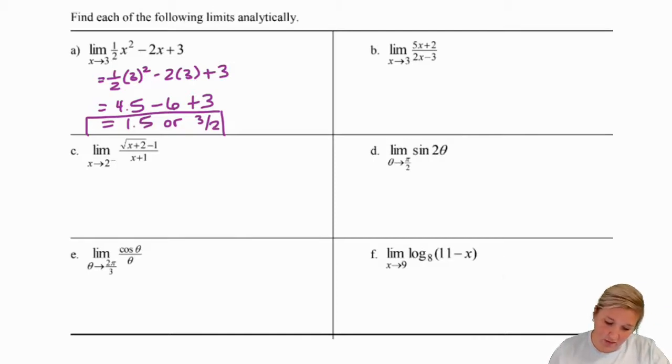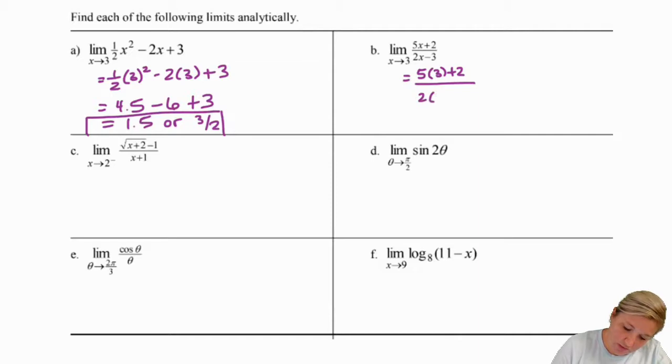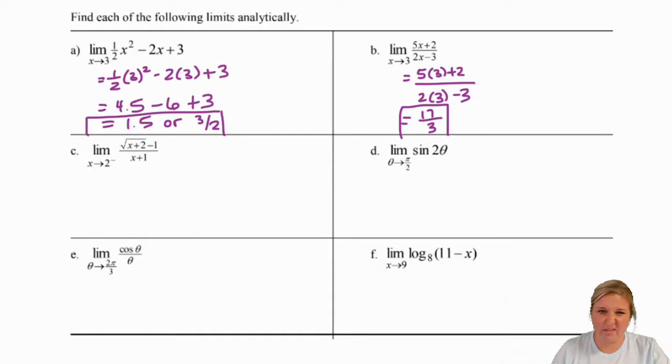Let's look at this one here. We're going to replace x with 3. So this is going to be equal to 5 times 3 plus 2 divided by 2 times 3 minus 3. So that's 17 over 3. And that's just it. Just leave that there. It doesn't become a nice, pretty decimal, so just go ahead and leave it as a fraction.